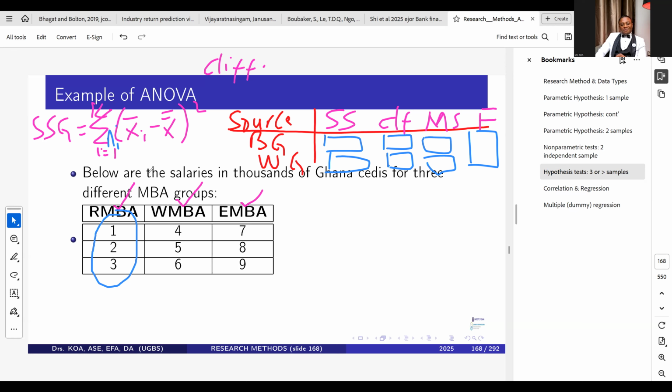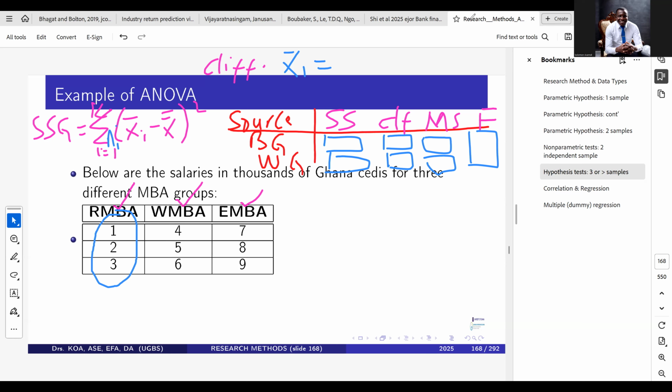We'll come to that. So right now we are going to calculate the XI bar for each group. Remember, I is for each group, XI bar. So we go to RMBA, we find the mean there. The WMBA, we find the mean there. Then the EMBA, we find the mean there. So let's start finding X1 bar, that is the mean in group 1. Who can tell me the value?